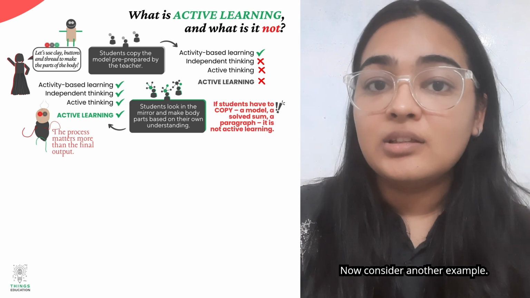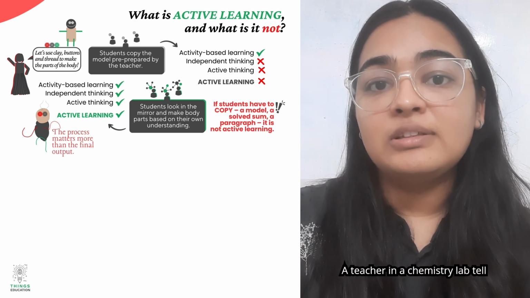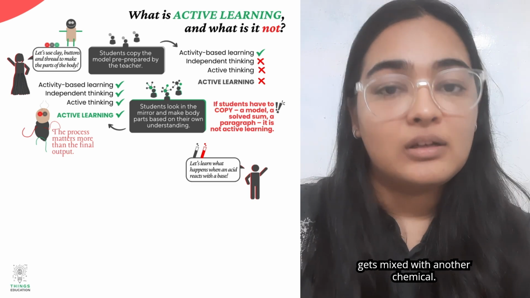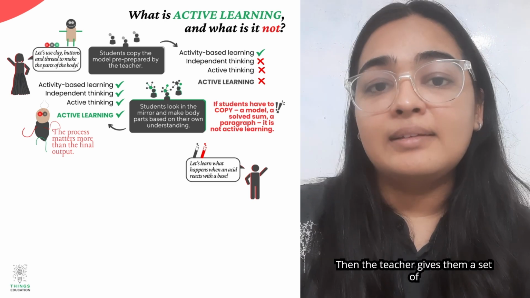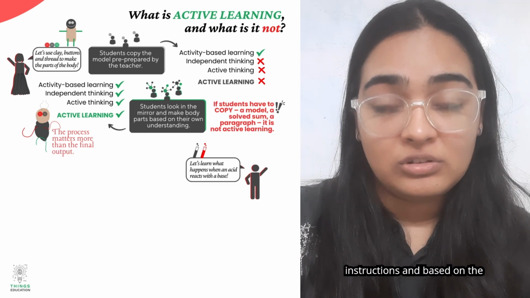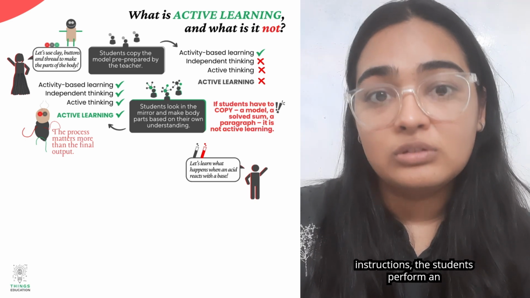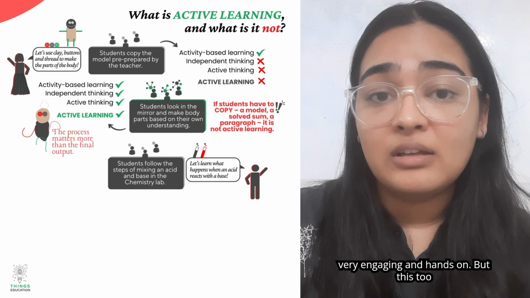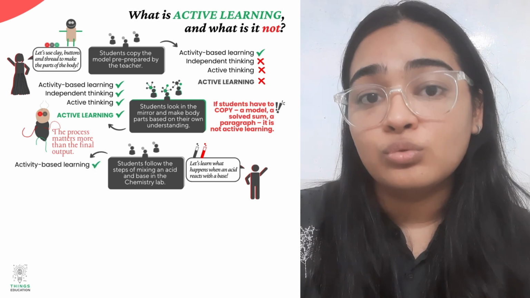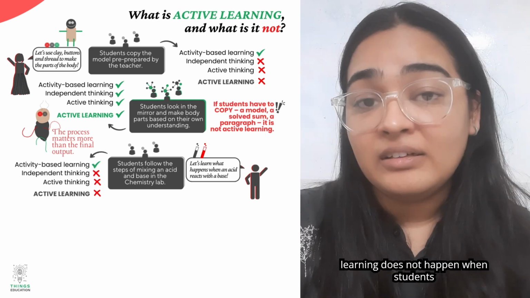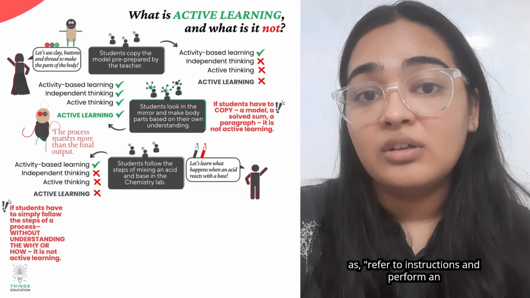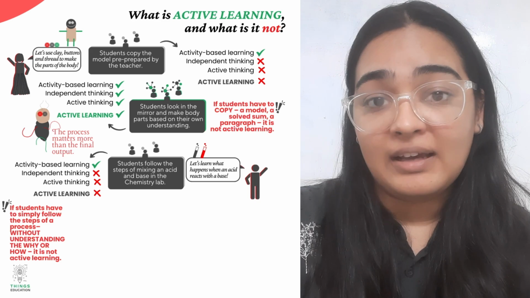Now, consider another example. A teacher in a chemistry lab tells students what happens when a chemical gets mixed with another chemical. Then the teacher gives them a set of instructions, and based on the instructions, the students perform an experiment. This activity seems very engaging and hands-on, but this too is not active learning. Active learning does not happen when students have to just refer to instructions and perform an activity.